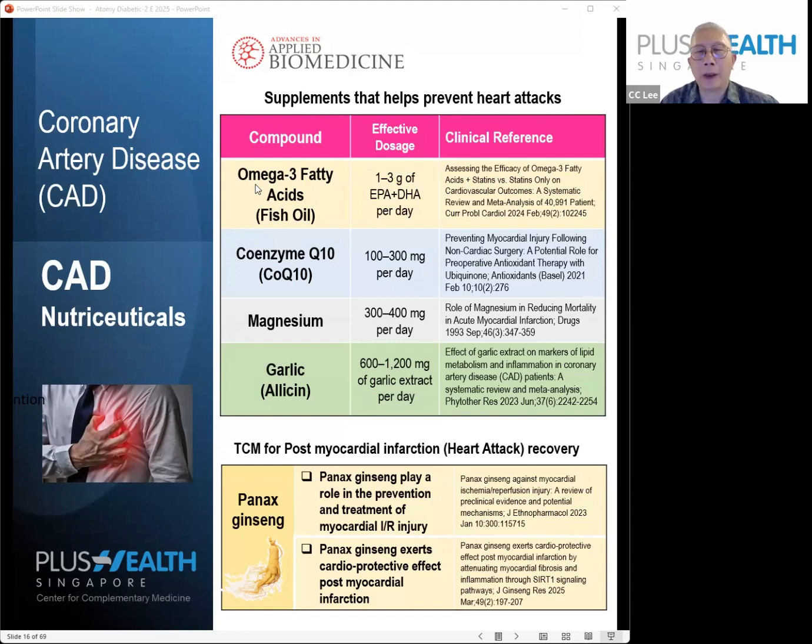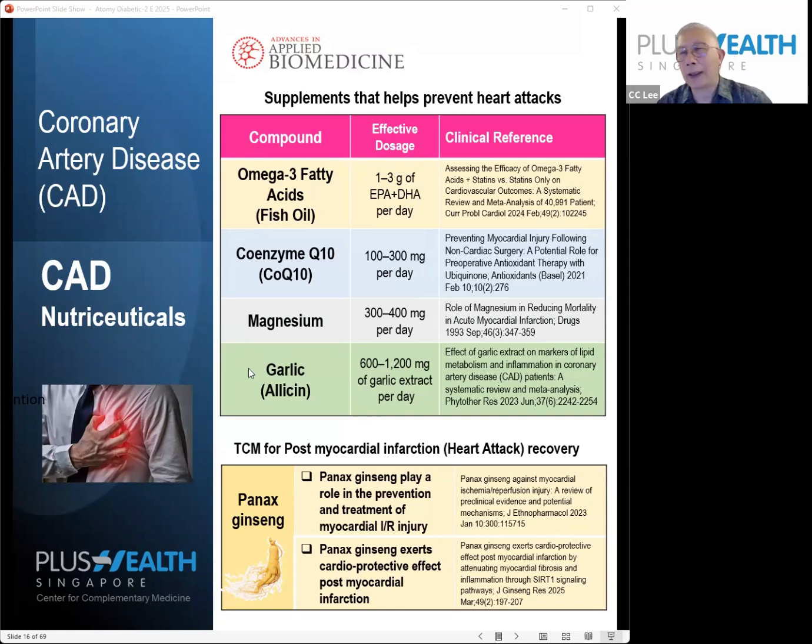So among them is omega-3 fatty acid. I think everybody is very familiar with this product itself. The effective dosage is 1 to 3 grams of EPA and DHA per day, right? Another one is coenzyme Q10, right? The effective dosage is 100 to 300 mg per day, right? Then magnesium. Also, the effective dosage is 300 to 400 mg per day.